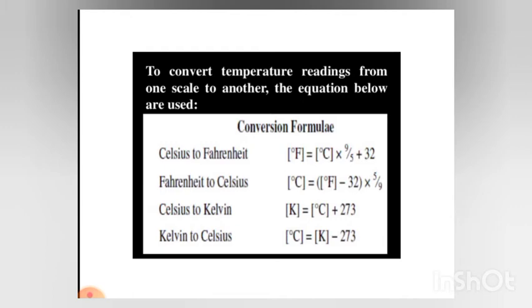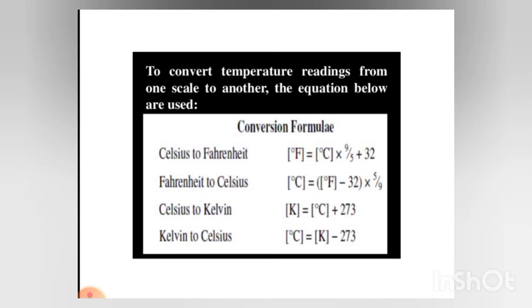Yes, we can change a value from Celsius to Fahrenheit or to Kelvin. Here are some formulas shown to you, by the use of which we can convert the Celsius scale into Fahrenheit or Kelvin. To convert a Celsius value into Fahrenheit, we use the formula: Fahrenheit is equal to Celsius times 9 by 5 plus 32.